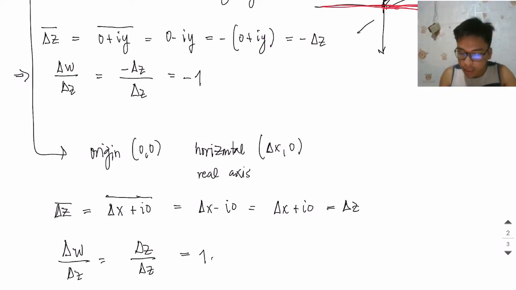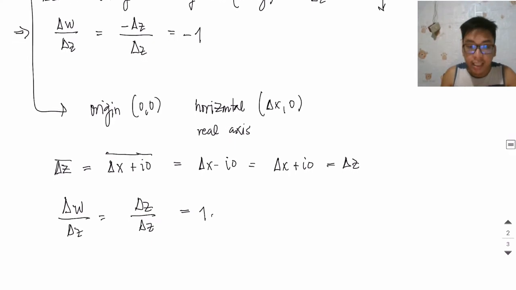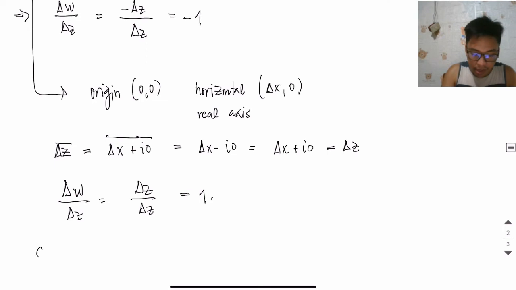So when we approach the origin along the imaginary axis, the result is different from when we do it along the real axis. Therefore, they don't have the same limits. In other words, this dw over dz, the derivative, does not exist.